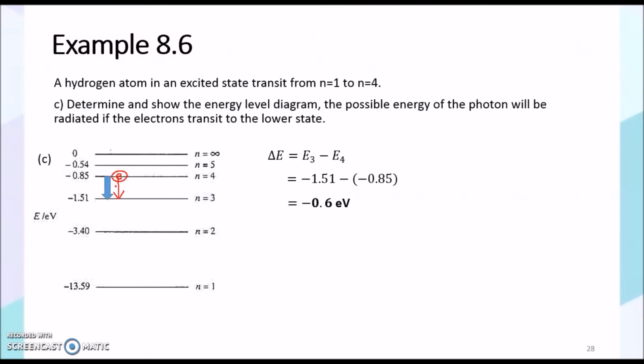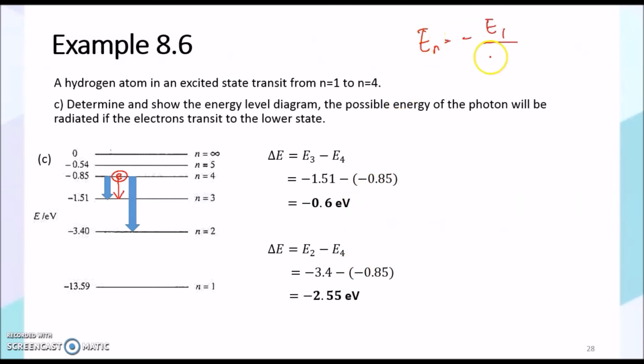The second possibility is electron at n equal to 4 has the tendency to move to n equal to 2. Ini second possibility. So what is the energy during the transition? Final energy will be n equal to 2. Initial energy is n equal to 4. Here you will get negative 2.55 electron volt. Negative because the energy is released during this transition. And how do we get the value of energy at each level? Use the equation En equal to negative E1 over n square.